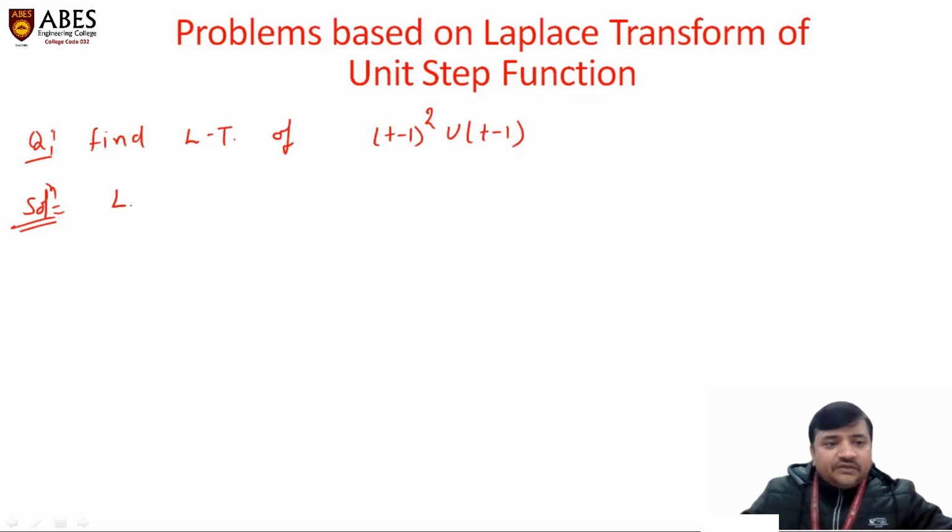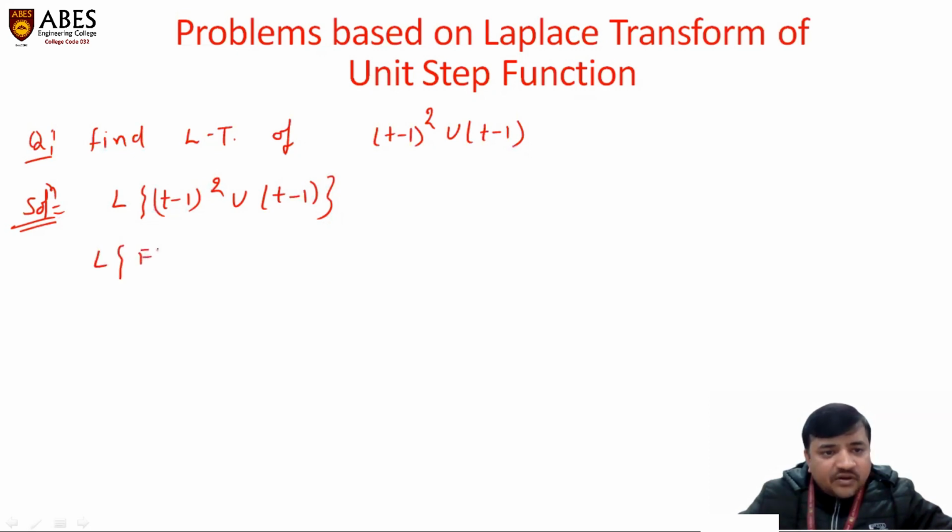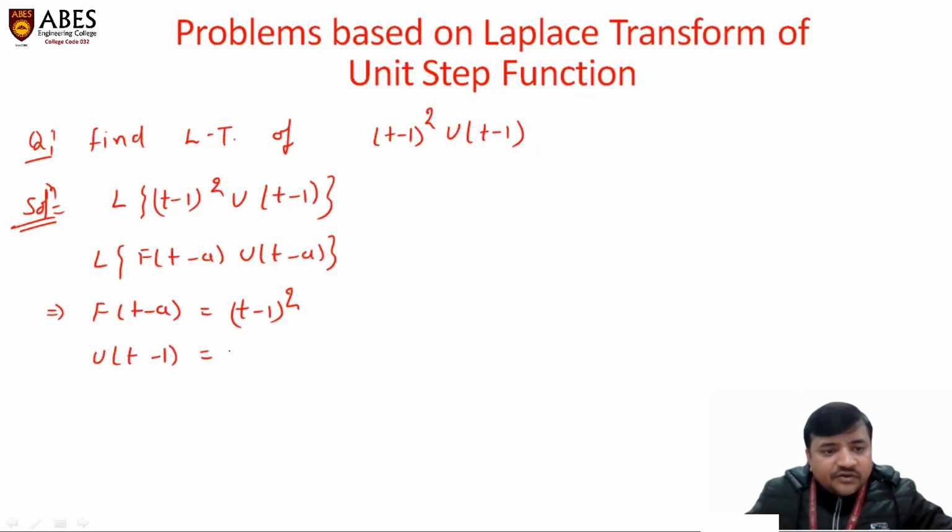So we have to find out the Laplace transform of (t minus 1) whole square u(t minus 1). If we compare with the expression, the Laplace transform of f(t minus a) u(t minus a), because its Laplace transform is known to us, we get in the place of f(t minus a), it is being given like (t minus 1) whole square, and u(t minus a) is given to be u(t minus 1).